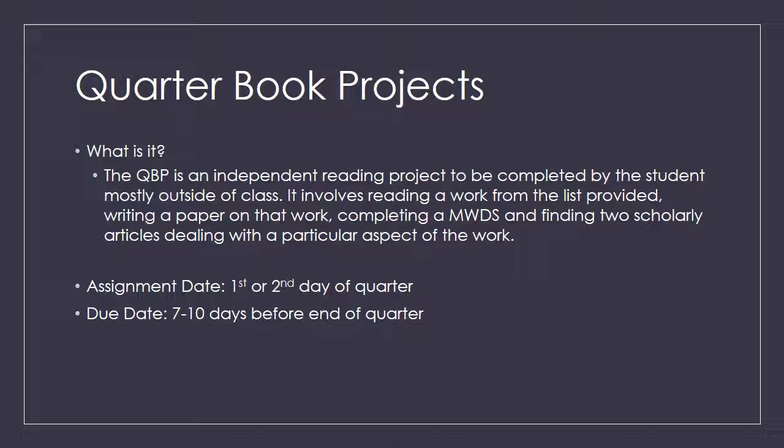So the quarter book project is an independent reading project that you complete almost entirely outside of class. You're going to take a book from a list that we provide. You write a paper about that book. You're also going to complete some major works data sheets. You're going to look at scholarly articles related to some particular aspect of the book that you find interesting. It is one of those assignments that you have to set a timeline for. You will get the assignment the very first day of the quarter. You've got to set up your timeline, and then it's due about a week out from the end of the quarter. So this is definitely one of those times where you have to be able to manage your time and break it down and decide when you're going to meet each of your mini deadlines.